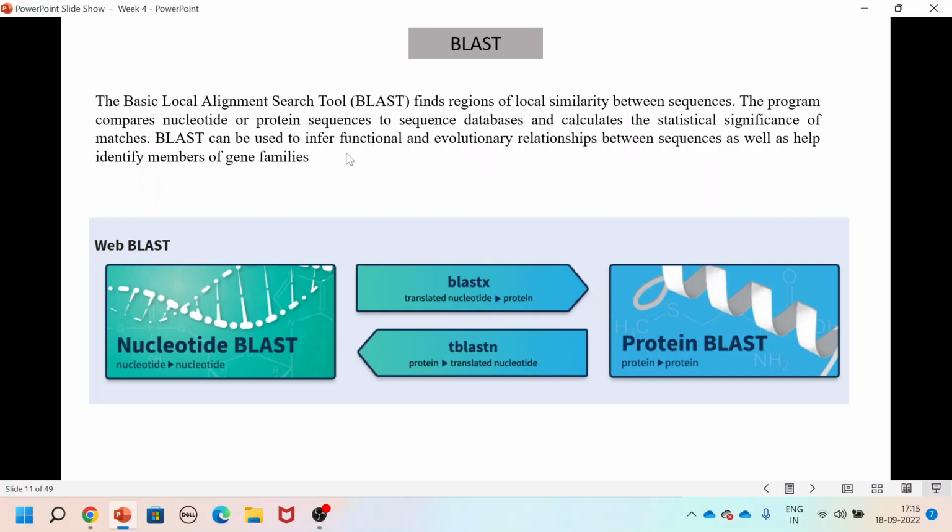And BLAST can be used to infer the functional and evolutionary relationship between sequences, as well as help identify the members of the gene families based on the percentage similarity between the two sequences. So there are various forms of BLAST which are present. The one is nucleotide BLAST, in which the subject is a nucleotide and the query is also a nucleotide.